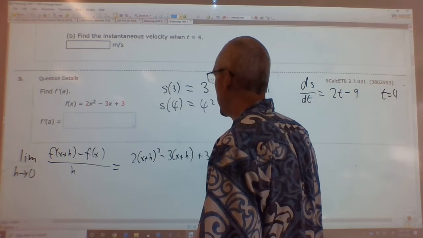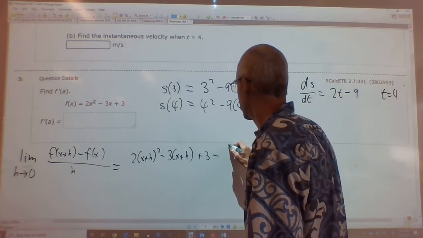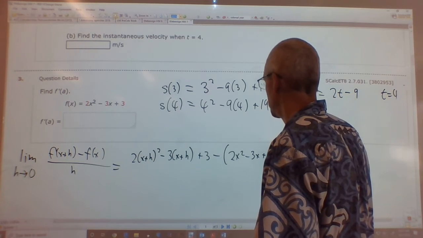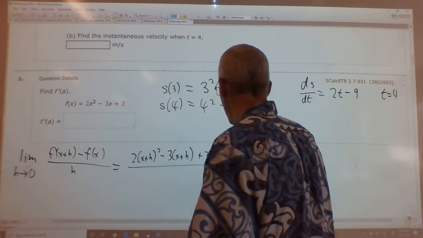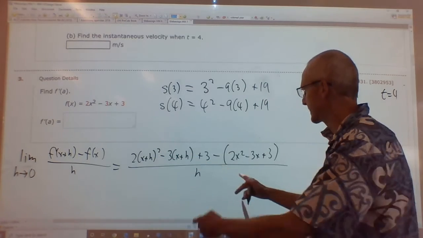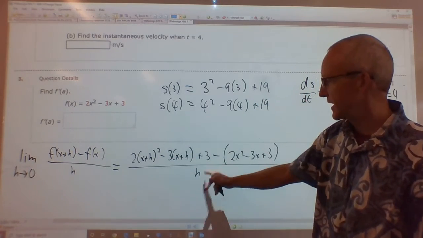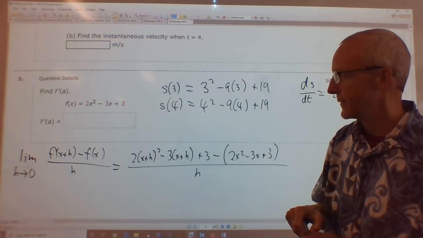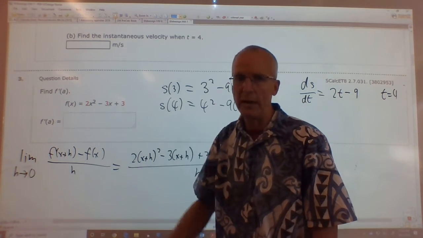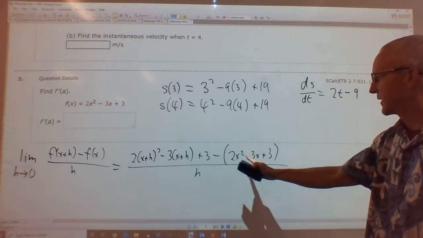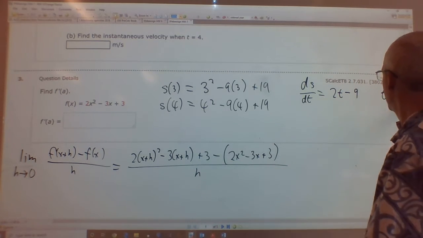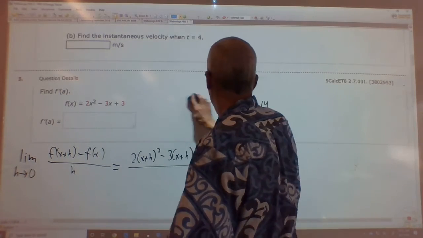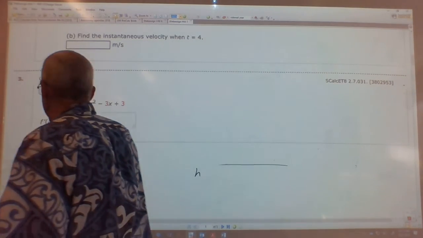Plus 3, minus the function just the way it is, 2x squared minus 3x plus 3, divide all that by h. Multiply all these things out, a lot of things will cancel, you eventually cancel the h in the bottom, and then what's left over is the derivative. Okay, a lot easier to just use the power rule. But that's the idea, right? You have to show you can do all that work. And it's not that bad. It'd take me another minute maybe, but whatever. Okay, that's number 3.